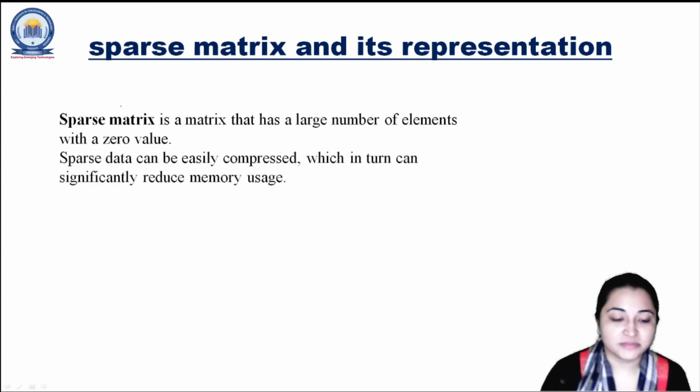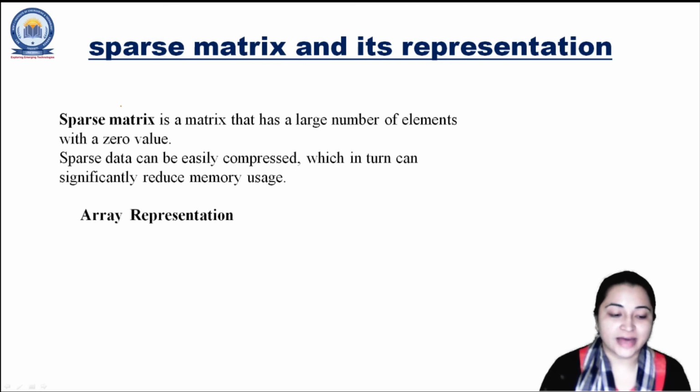Sparse data can be easily compressed, which in turn can significantly reduce memory usage. The matrix which has more zero values can be easily compressed so that we have only the significant information with us, that is, only the necessary information, which is the non-zero values.